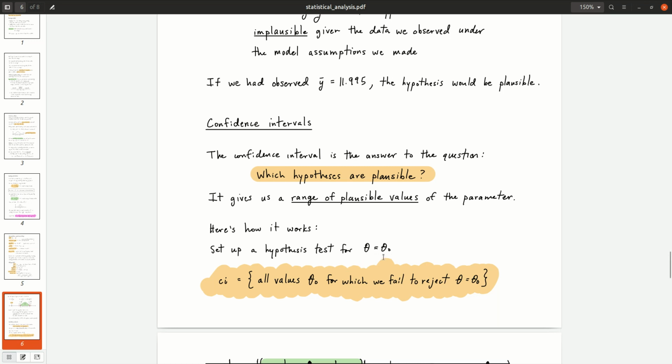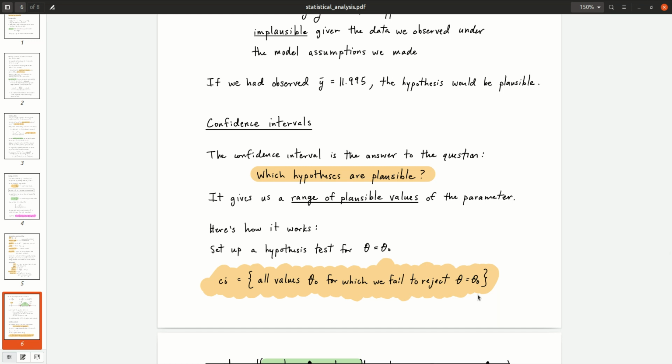And we do the test. We say, is this hypothesis theta not plausible or not given the data? If it is plausible given the data, it goes inside the confidence interval. If it's not plausible, it is not inside the confidence interval. And then we repeat this for a bunch of different values of the parameter, and the confidence interval is precisely the collection of all values of the parameter for which we fail to reject the hypothesis that the parameter is equal to that specific value.